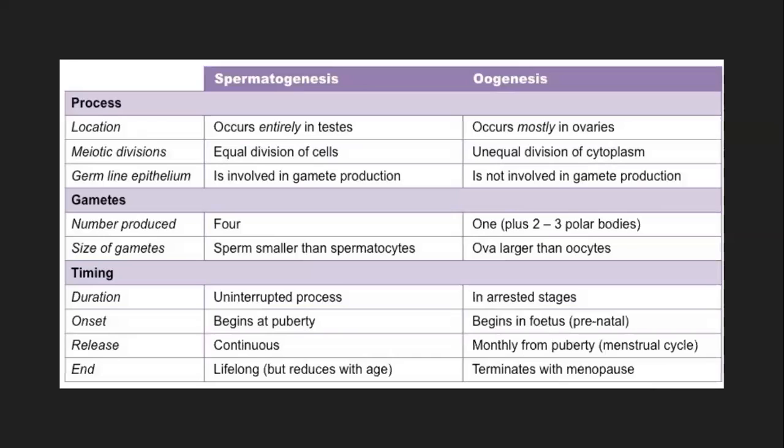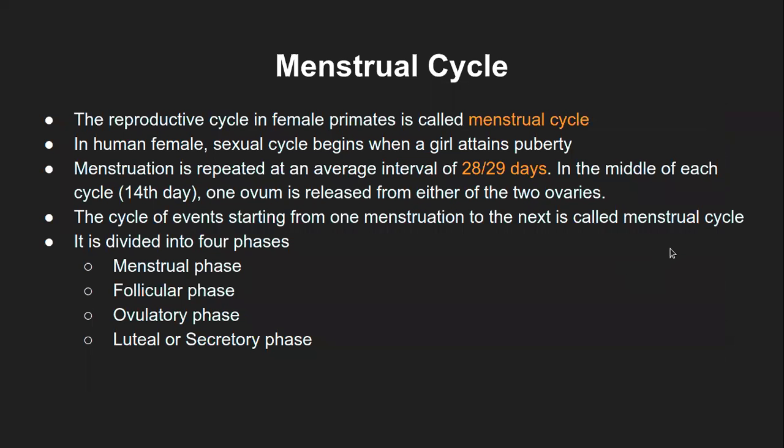Earlier it was 50 or so, now it is coming down towards 48, 45 and so on. So it has something to do with the lifestyle that we are having. So these are the general differences between spermatogenesis and oogenesis. And with this we finish the whole of the reproductive structures and the gamete formation process. Now we'll look at the menstrual cycle, then fertilization, and then the development later.